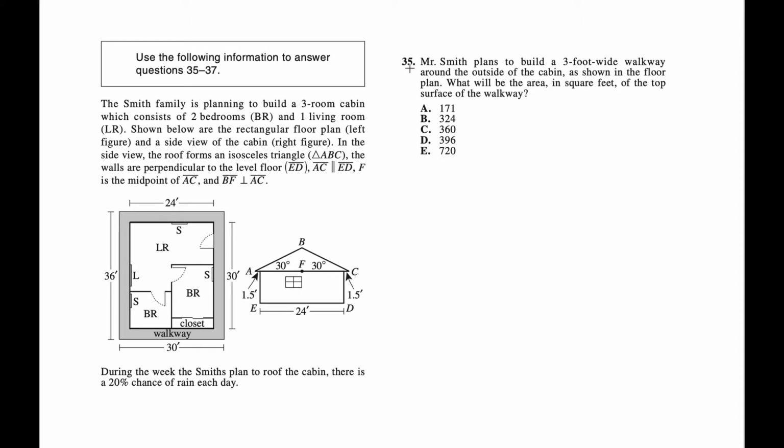And then question 35 says that Mr. Smith plans to build a 3-foot wide walkway around the outside of the cabin, as shown in the floor plan. What will be the area in square feet of the top surface of the walkway? As answer choices, we have 3-digit numbers ranging from 171 to 720. And the only other relationship that I'm seeing is that E is the double of C.